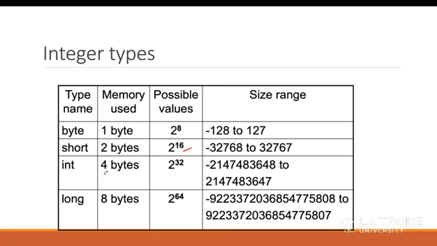For int, the memory used is 4 bytes, and again 1 byte is 8 bits, which makes 4 bytes 32 bits, and the combinations that you get if you choose the int type is 2 raised to 32, and the range varies from this to this. And same for long. Long uses 8 bytes of memory, and the possible values are 2 raised to 64.